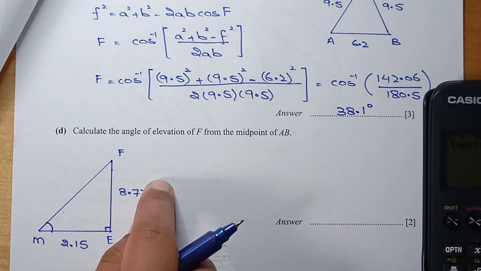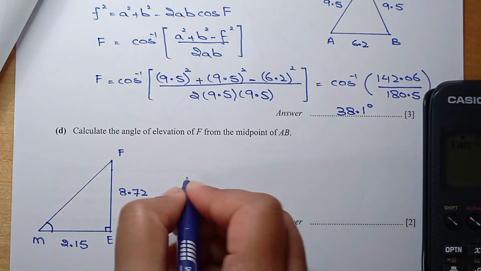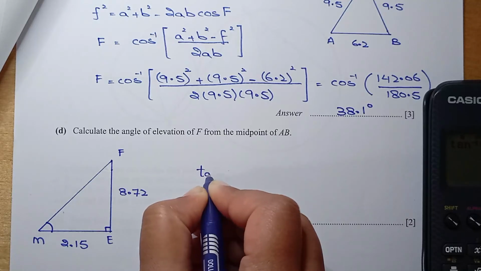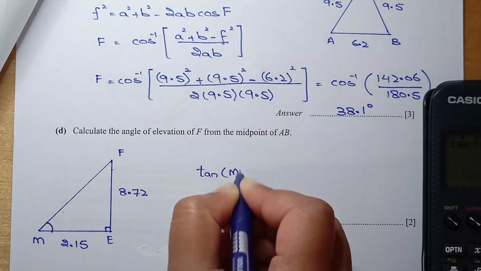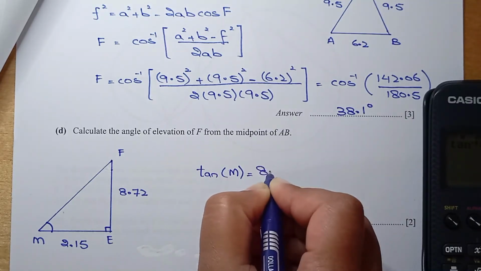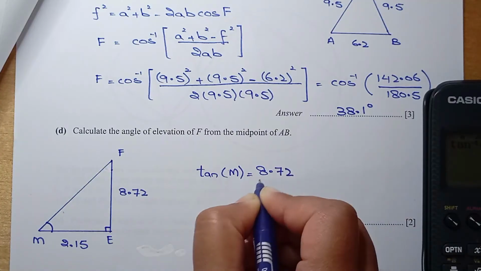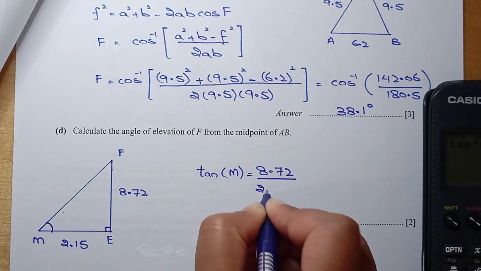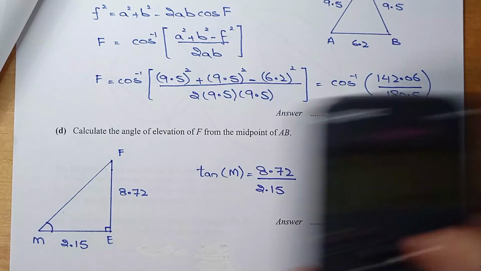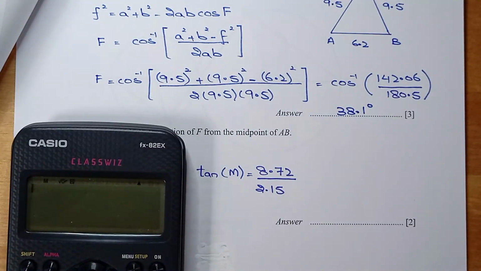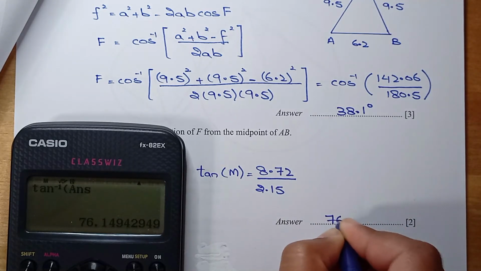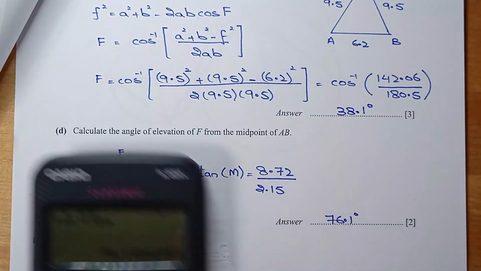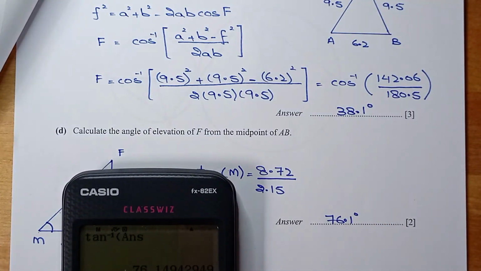So this is opposite and adjacent. We need to use tangent of angle M is opposite, 8.72, over adjacent, 2.15. So let me solve it. 8.72 divided by 2.15, and tan inverse of the answer is 76.1 degrees, the angle of elevation from the midpoint of AB.